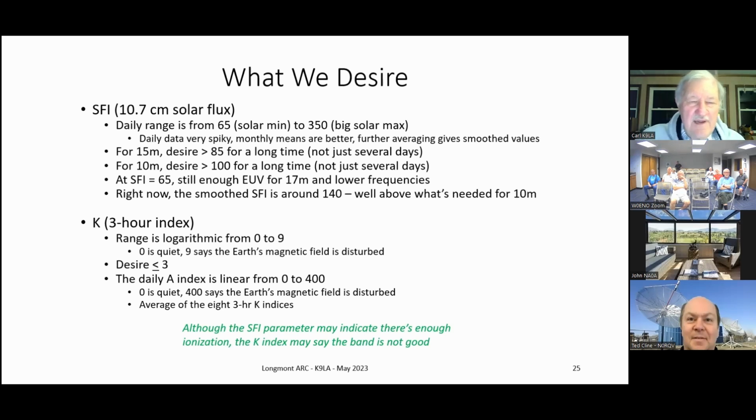The 3-hour K index is a logarithmic ratio from 0 to 9. 0 is quiet, 9 says the Earth's magnetic field is disturbed, which, like I said, could mean the F2 region is screwed up, which means the higher bands aren't very good. Generally, we desire the K index to be less than or equal to 3, unless you're a VHF enthusiast, in which case you want a high K index for aurora propagation.